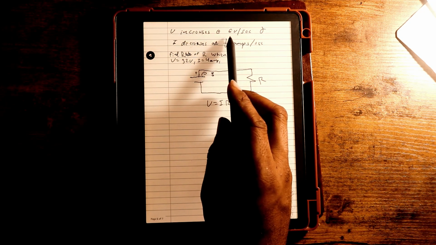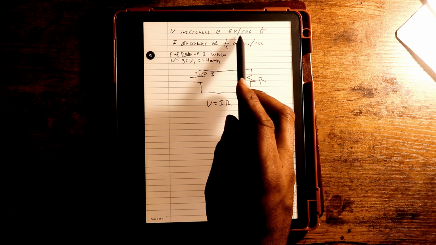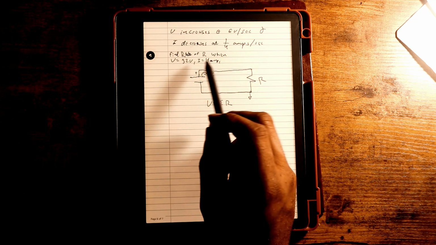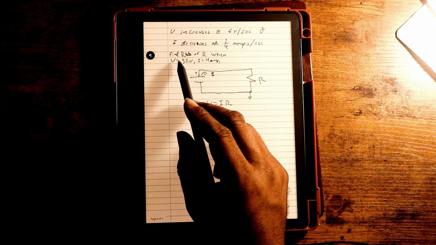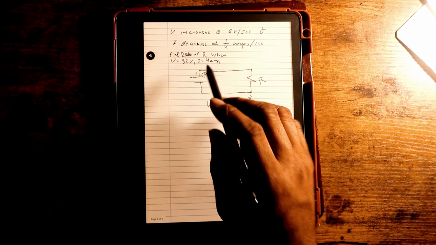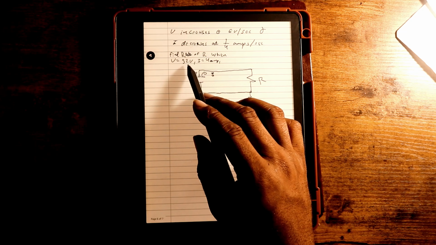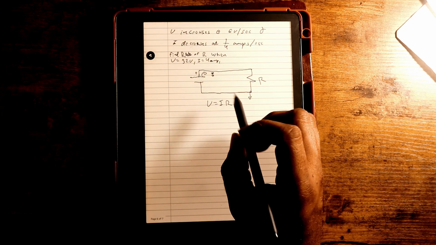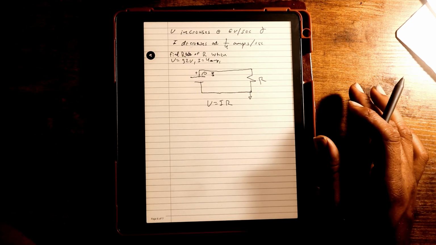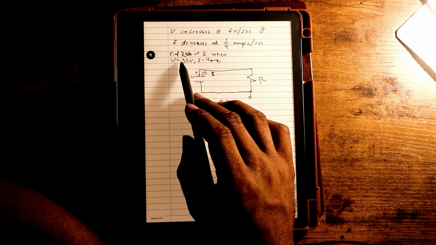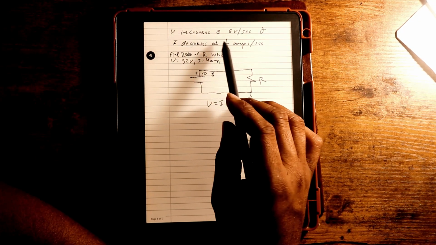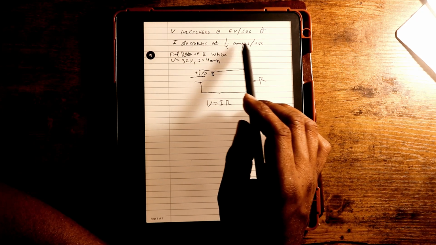The increase of the voltage, which is 6 volts per second, and the current decreases at 1/4 amps per second. And then we're asked to find the rate of R, not the value of R, but the rate of R. So the rate of this resistance when V is 32 volts and the current is 4 amps. Okay, so we already have some knowns here. What we're going to do is see if we can derive some more knowns from this question.